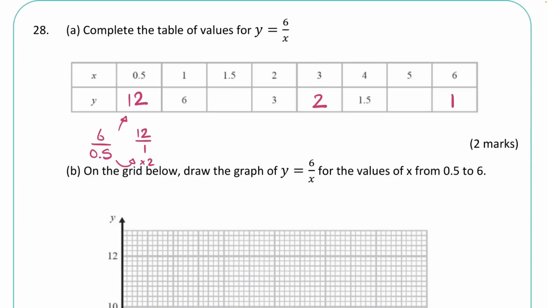6 divided by 1.5 might just be easier to figure out how many 1.5s go in. So 1.5, another 1.5 is 3, and then 4.5, and then 6. So that goes in 4 times. And the final one is this 6 over 5. Not the nicest there. Again, I'm going to write it as a fraction, 6 divided by 5. And I think possibly the easiest way to do this would be to make that out of 10. So that would be 12 over 10, which is 1.2.